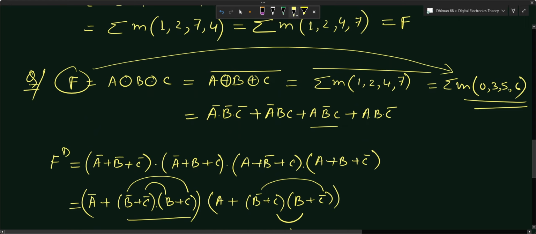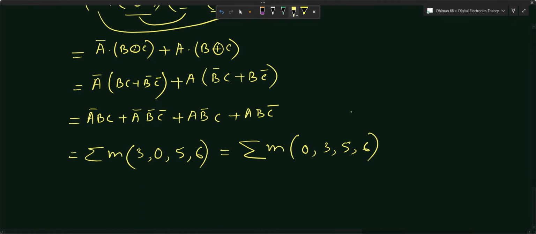0 3 5 6. So the dual of this given function, we can write it as the same function as the given. Okay, given logical expression or given function. So we can say that the XNOR operation of 3 input variables is self-dual.